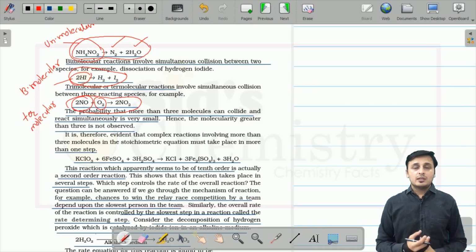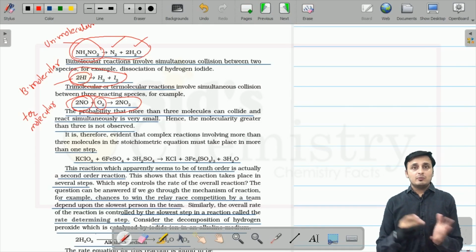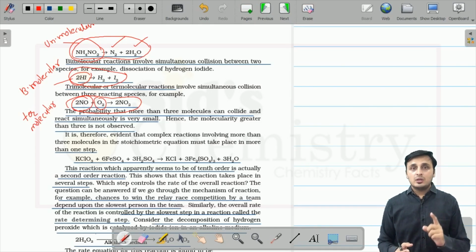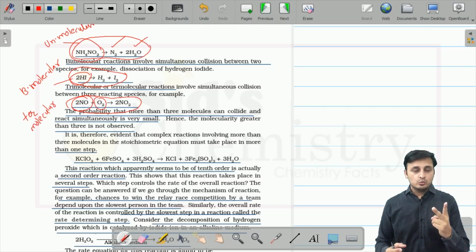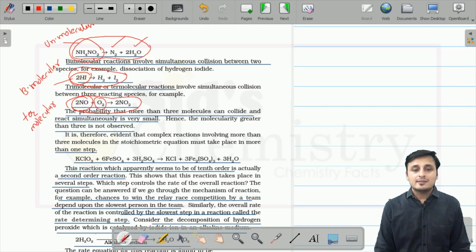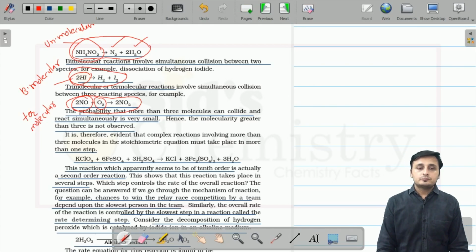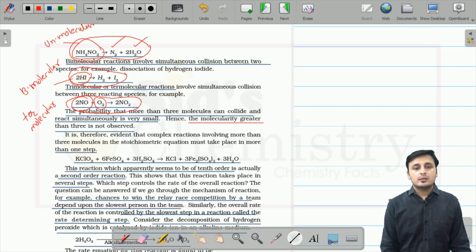Therefore molecularity cannot be 0, molecularity cannot be 4, molecularity can only be 1, can only be 2, or can only be 3. So only 3 types of molecularity exist. Now therefore it is written over here that you must note down the molecularity greater than 3 is not observed.